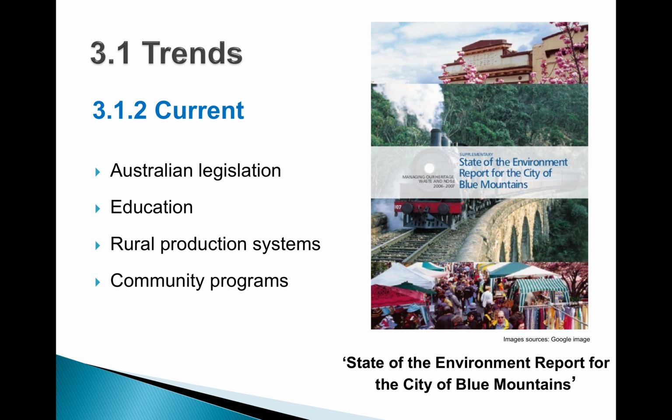Now let's move on to the current trend. According to the State of the Environment report for the City of Blue Mountains, in recent years, land clearing in the Blue Mountains has been limited to smaller subdivisions and clearings within particular land lots. The need to slow and repair land degradation is now built into Australian legislation, secondary and tertiary education, rural production systems, and community programs.